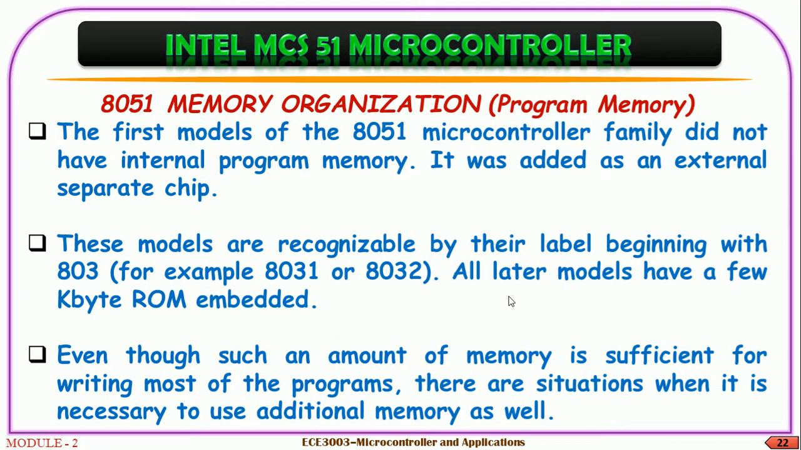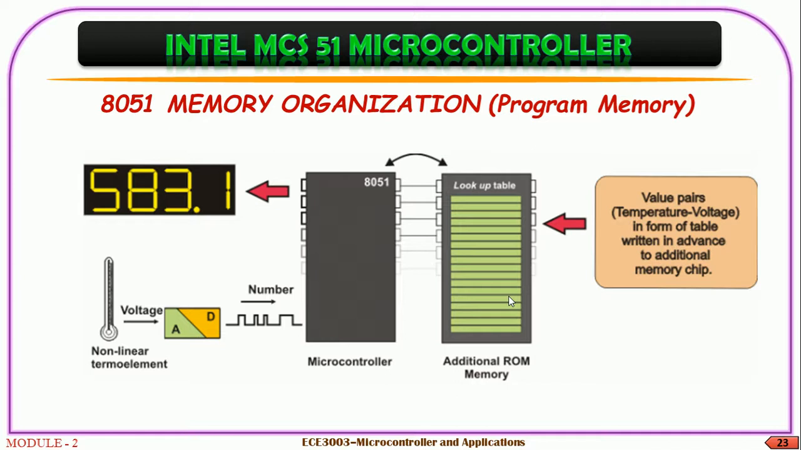The first model of the 8051 microcontroller family did not have any internal program memory. It was added as an external chip separately. These models are recognizable by their label beginning with 803. All later models have a few kilobytes of ROM embedded. Even though such an amount of memory is sufficient for writing most programs, there are situations when it is necessary to use additional memory as well. So this is the memory organization of the microcontroller and additional ROM memory.